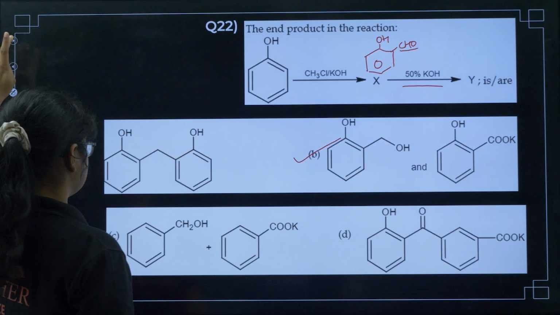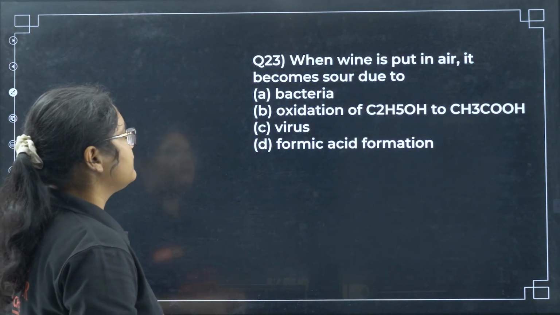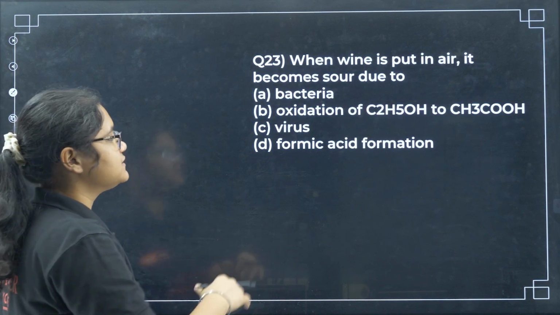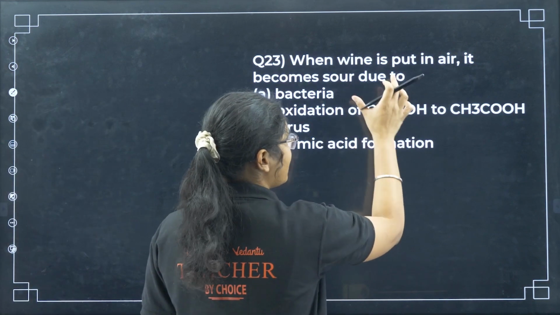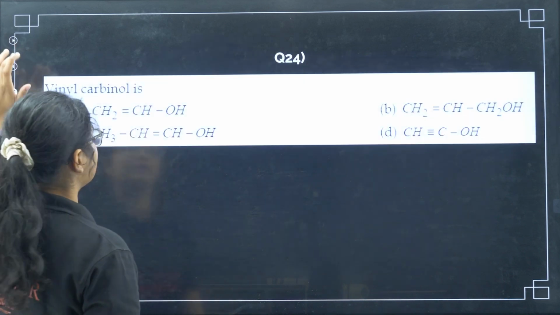Okay. Next, when wine is put in air, it becomes sour due to. So what happens is, the alcohol present in the wine gets converted to acids, so that is why it becomes sour. That is option number B here.